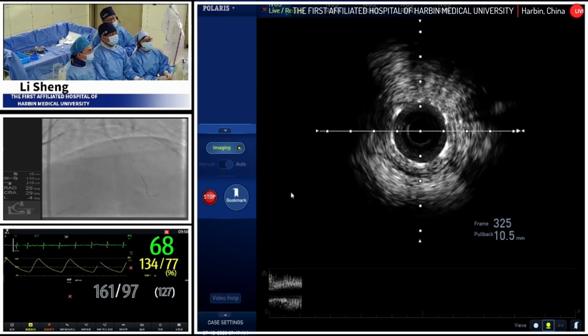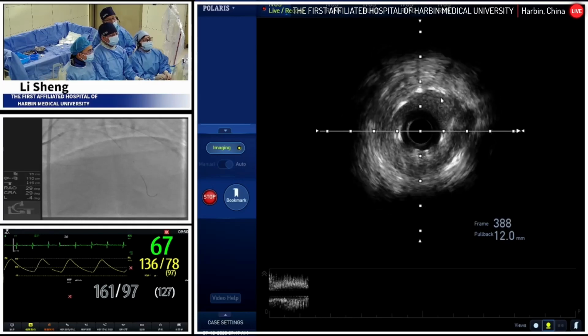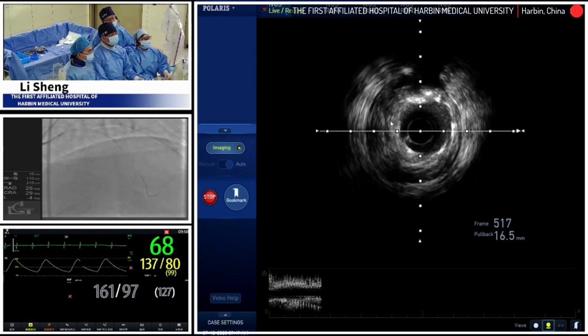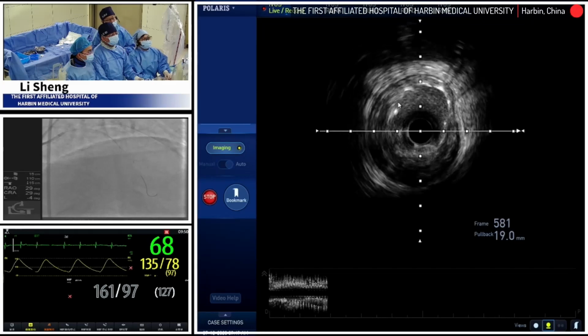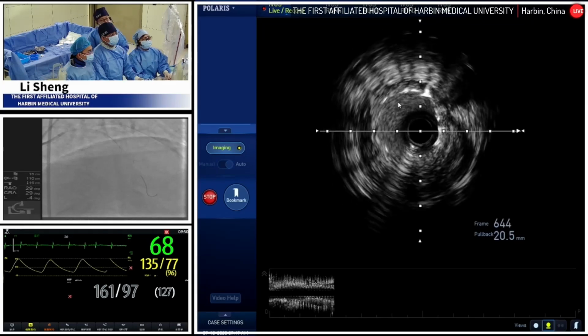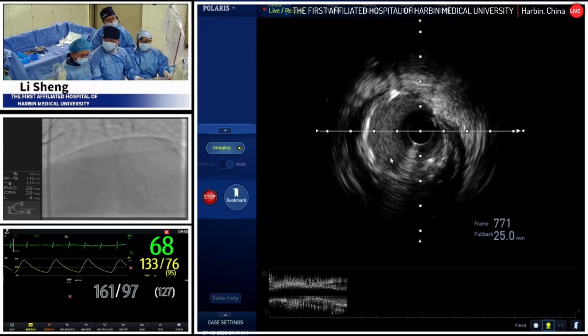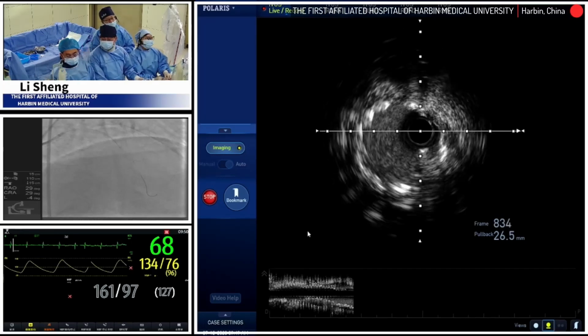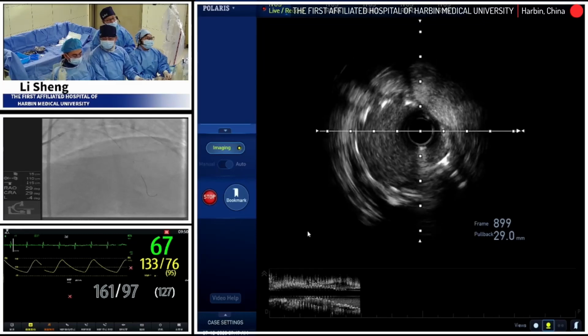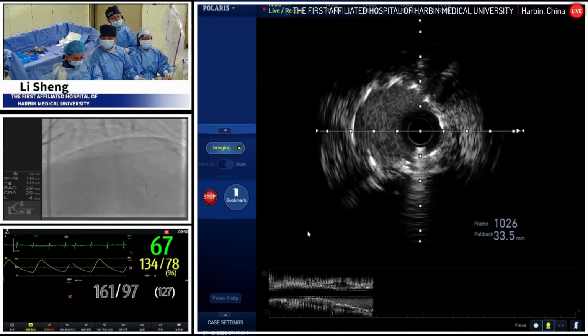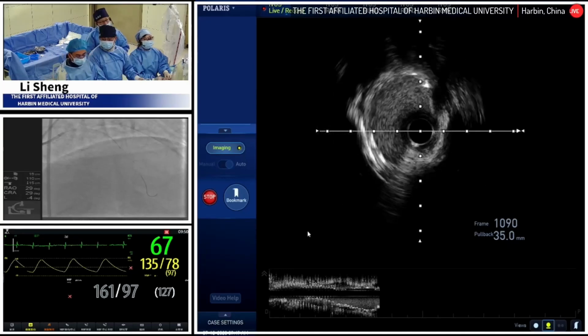Okay, here's the first stent. Yeah, the first stent. We need a post-dilation of the first stent, but the position is quite good. 2.5 NC balloon. Fifteen. 15. Okay.